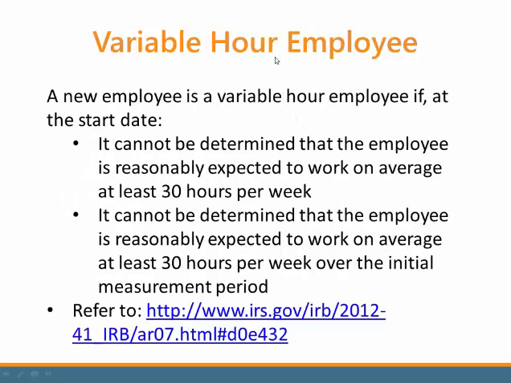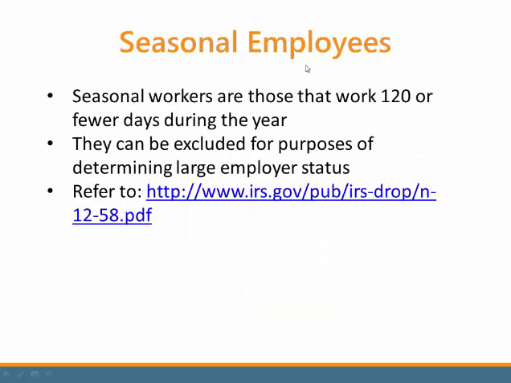Next is a variable hour employee. Per the IRS publication listed below, a new employee is a variable hour employee if at the start date it cannot be determined whether or not he's going to work 30 hours per week. Seasonal employees are those employees who work 120 or fewer days during the year. The seasonal employees may be able to be excluded for purposes of determining your large employer status. Again, please note this IRS publication for more details.